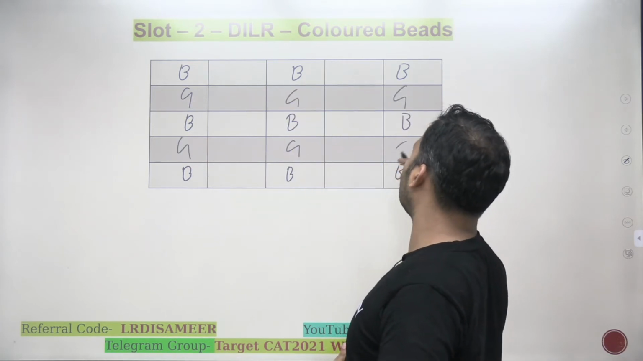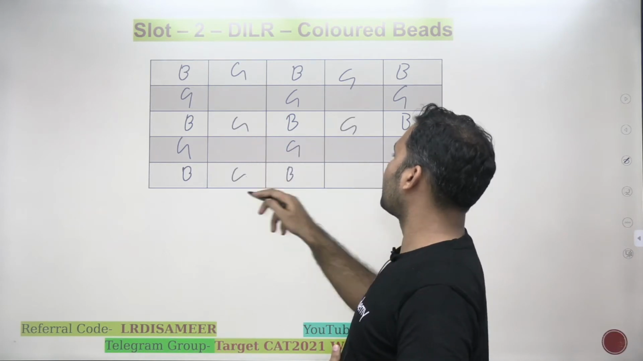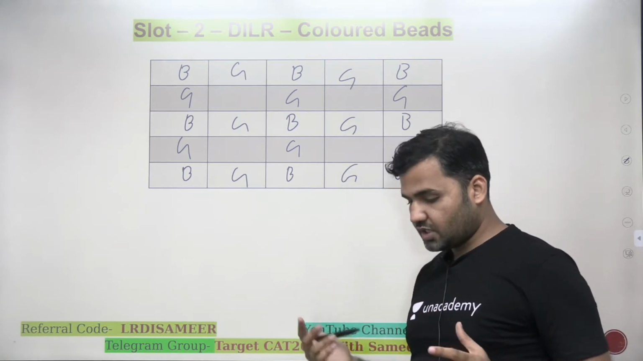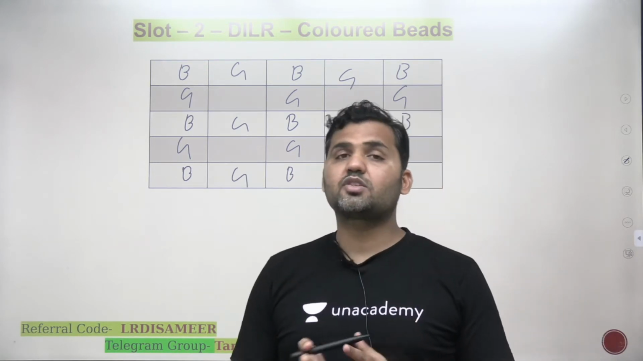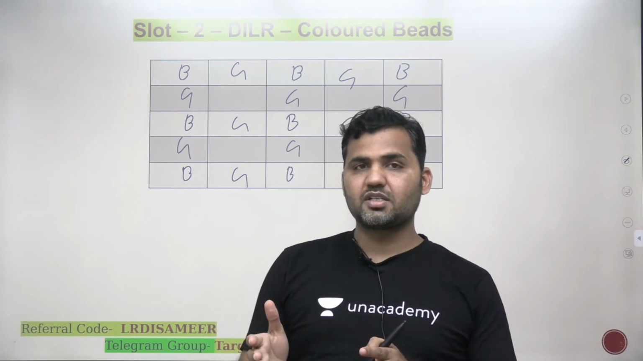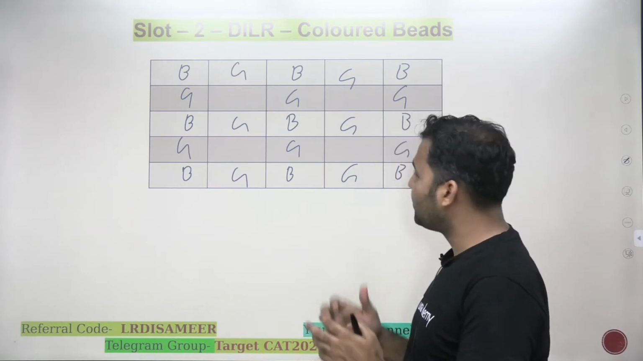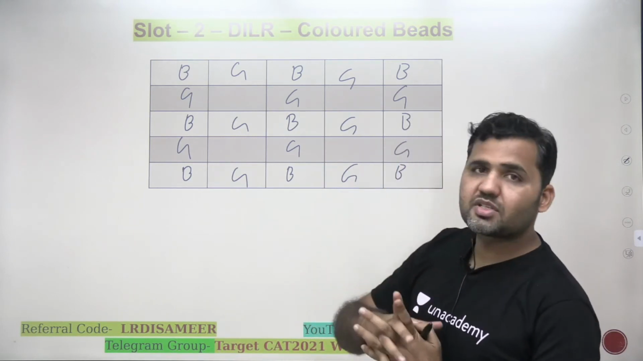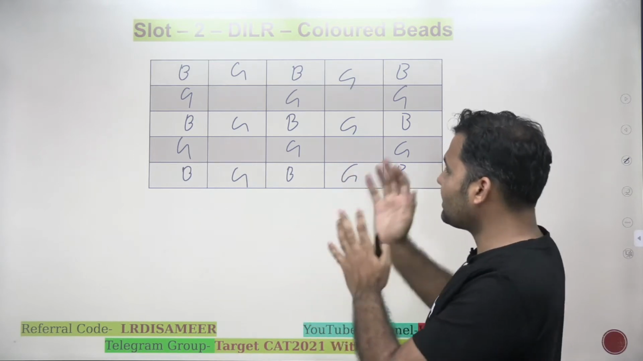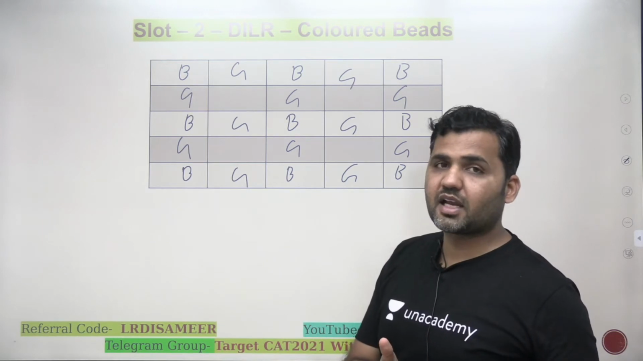So that two adjacent cells should not have the same color bead, right? The question is similar to the CAT 2017 set. In that question, in a 5 into 5 matrix, you were placing numbers with the condition that no two adjacent cells should have the same number, right? And this is what we are doing here. The numbers have been replaced by colors, different bead colors. So in fact, this is even easier than the one that came in CAT 2017.